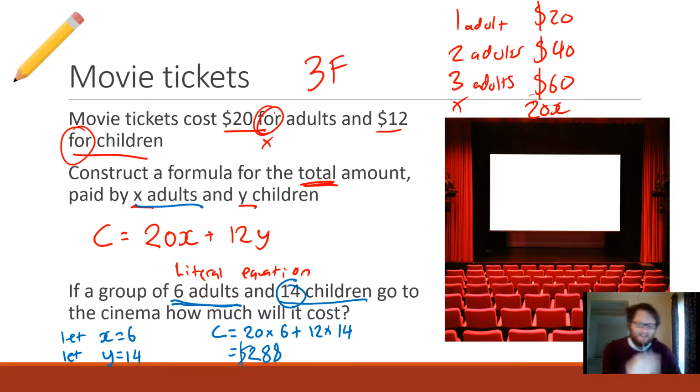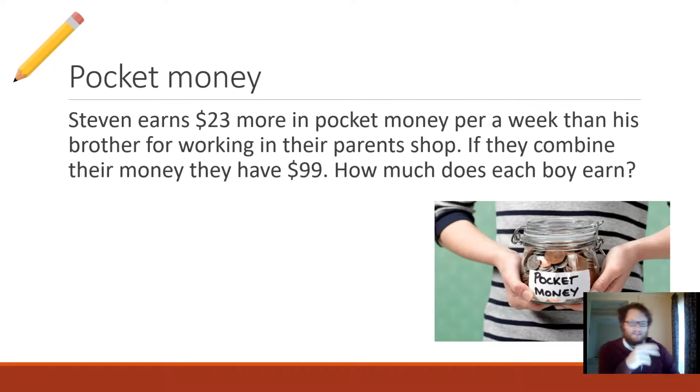I will say they do get a little bit more different. Let's go have a look at this example here. Stephen earns $23 more in pocket money per week than his brother for working in their parents' shop. If they combine their money, they have $99. How much does each boy earn?